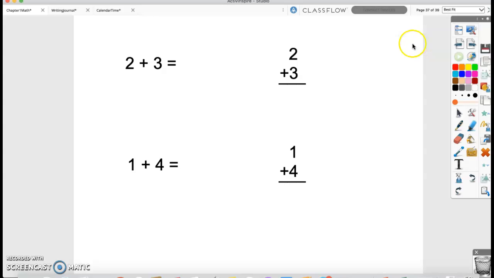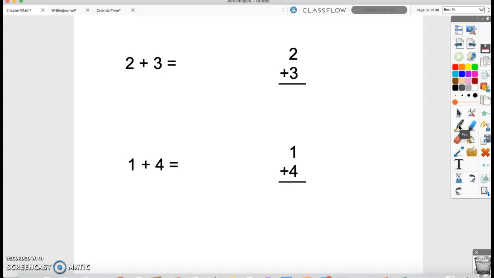So if you look, we have some problems, and they're the same. I have a problem that goes across, and that's what we've been seeing as we work. We also have a problem that goes up and down. This is called vertical, and it's the same kind of problem. It's just written a little bit differently.